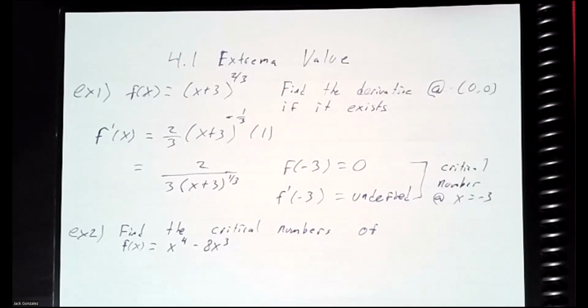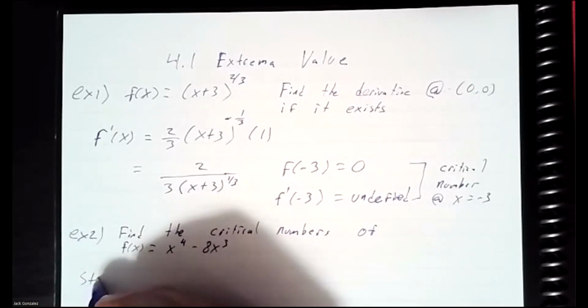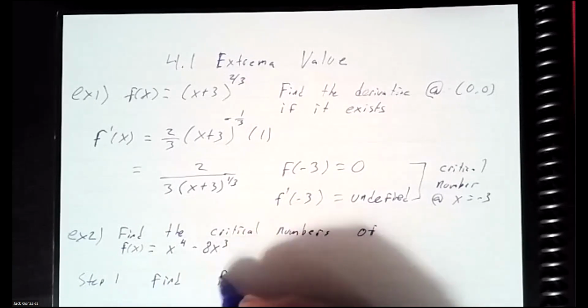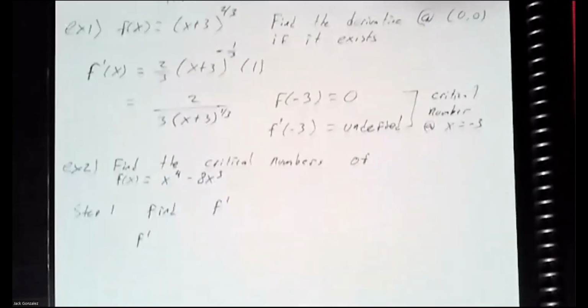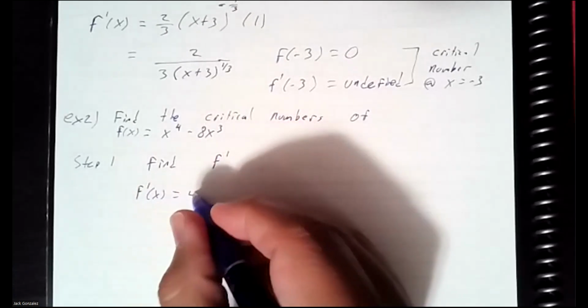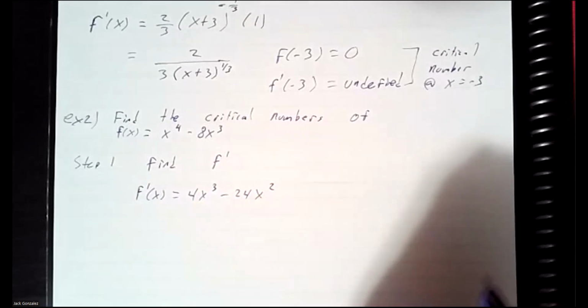Find the critical numbers of this function. So the step-by-step process. Step 1, find f prime. So take your derivative. That'll be 4x cubed minus 24x squared.